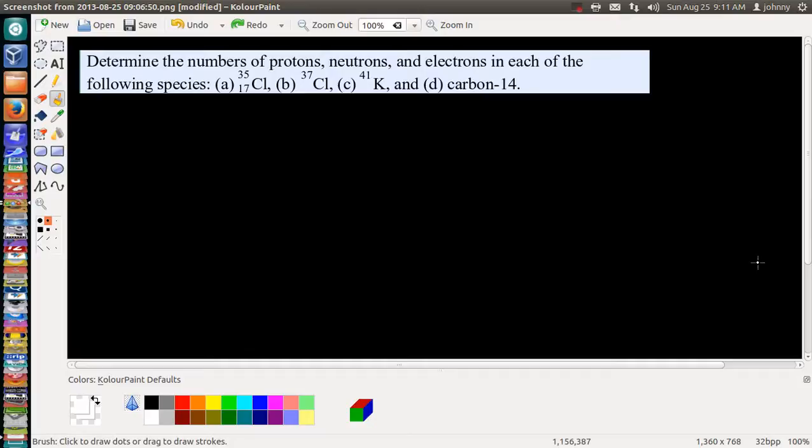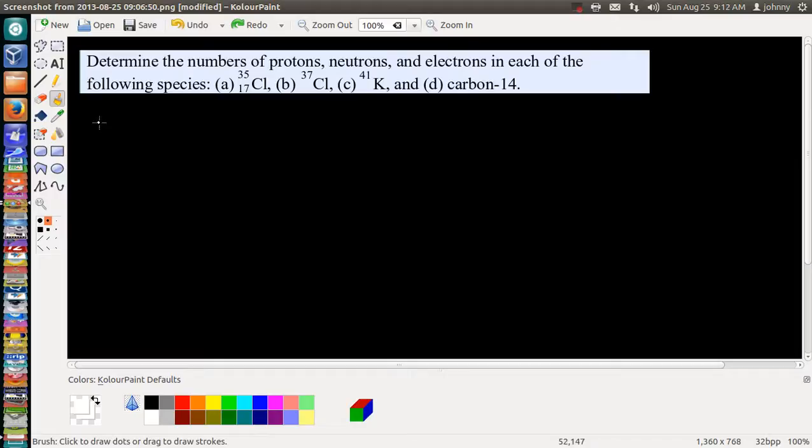Alright folks, welcome back. I had another request come in on how to determine the number of protons, neutrons, and electrons in the following species. So let's go ahead and get started. Let's look at problem A here.